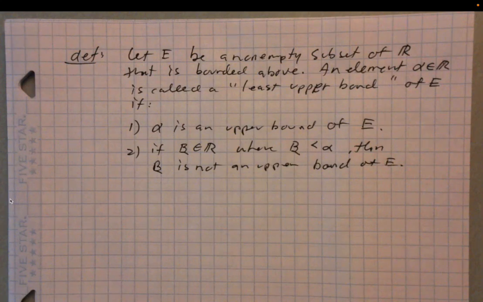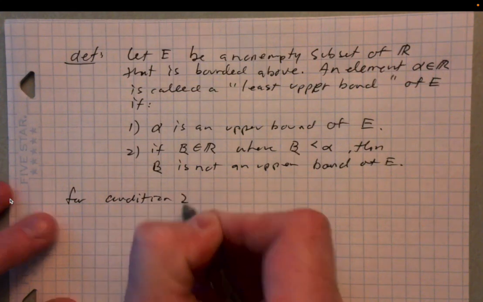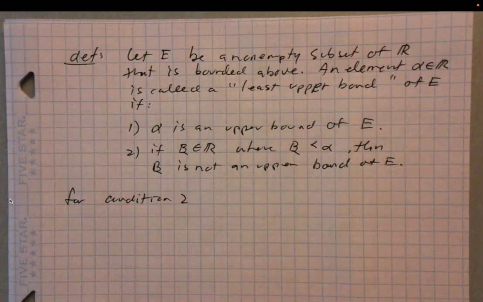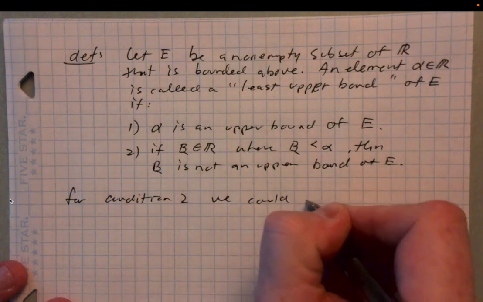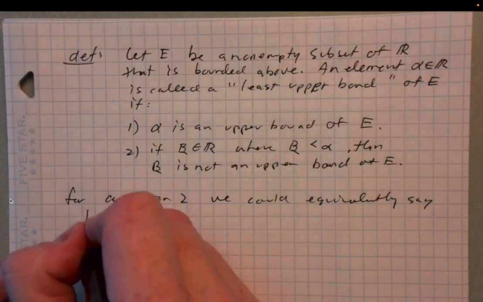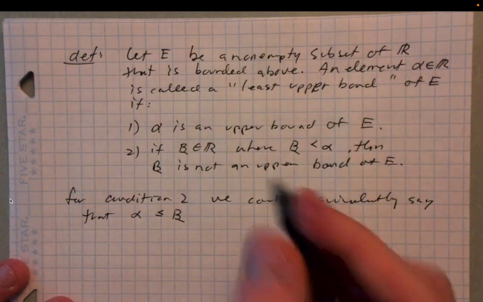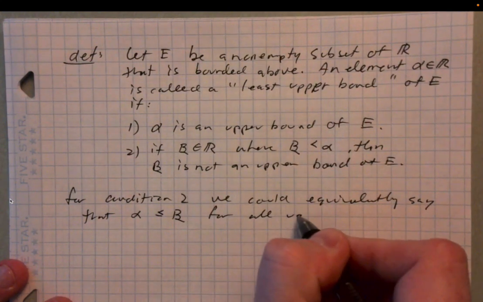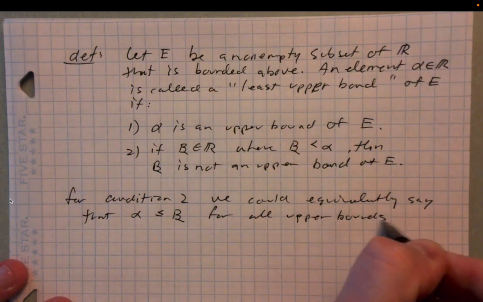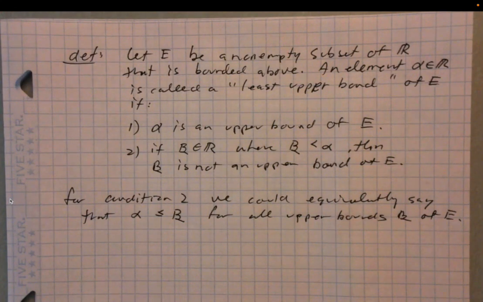Now, for this condition 2, we could equivalently say that alpha is less than or equal to beta for all upper bounds beta. If you take the list of all possible upper bounds of E, then alpha would be the smallest one. That's an intuitive concept, right?